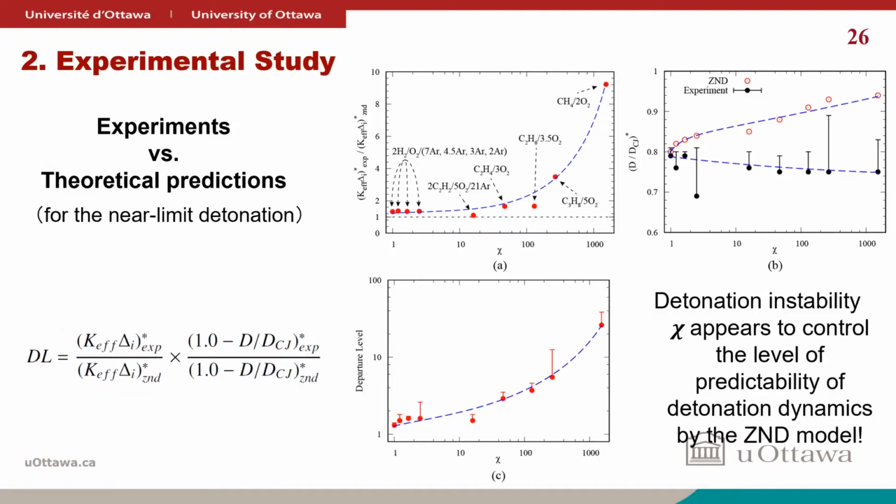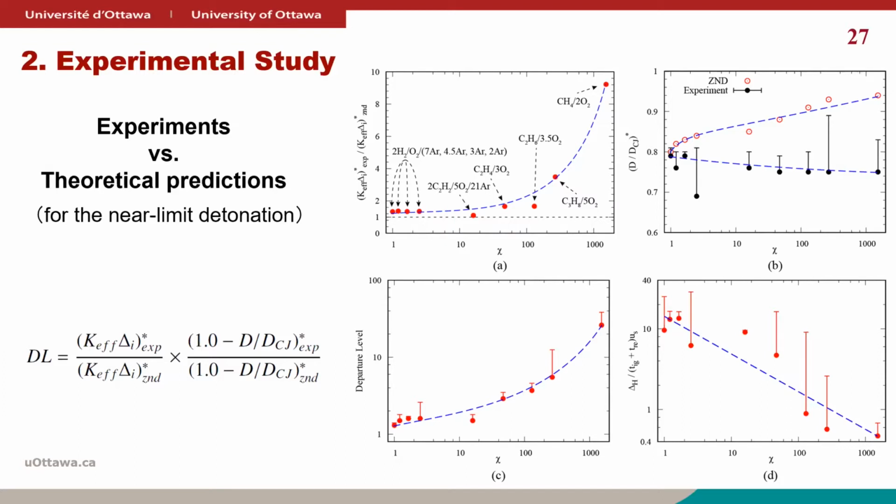Here, it further proposes the departure level defined by departure of the critical flow divergence multiplied by that of the velocity deficit near the propagation limit, as shown in Figure C. The strong dependence of the departure level on instability indicates that the detonation instability chi appears to control the level of predictability of detonation dynamics by the DND model.